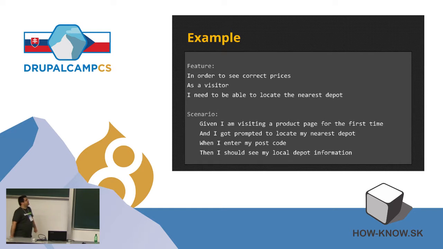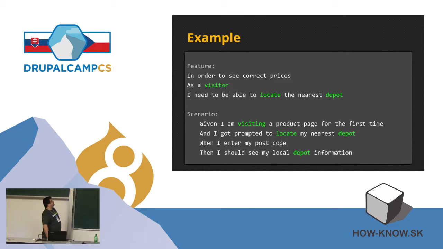So this is our live example. In order to see current correct prices as a visitor, I need to be able to locate the nearest depot. And our Gherkin scenario is: given I am visiting a product page for the first time, and I got prompted to locate my nearest depot, when I enter my postcode, then I should see my local depot information. So the first two lines, given and, are like, what needs to happen for this story to happen? I need to be visiting this particular page for the first time, and I was already prompted to enter my postcode. So when I do it, then I should see depot information.